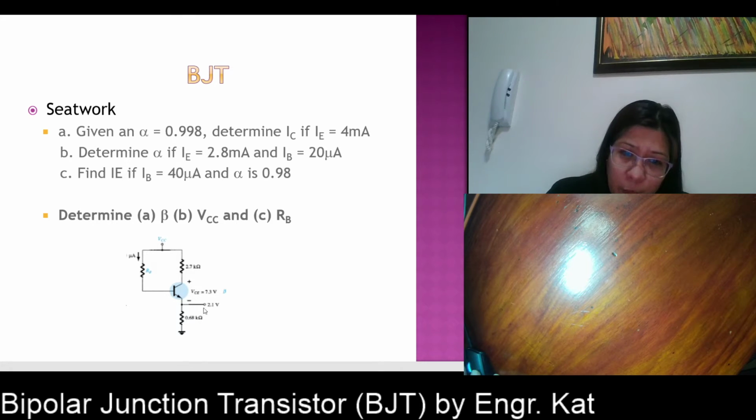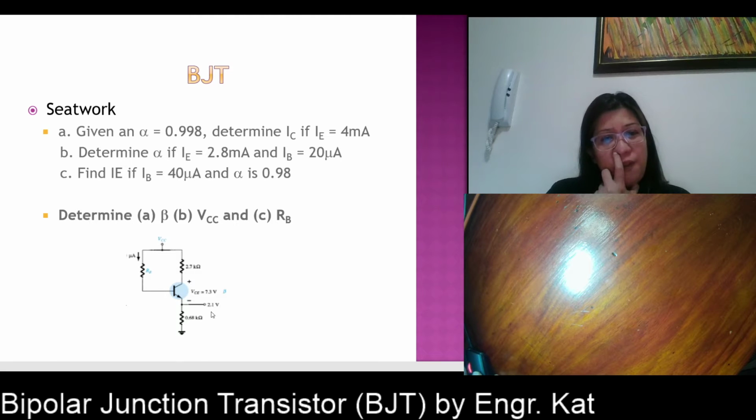So where is the other point here? Usually it is the ground. So if it is seen like this, this is just your VE, the voltage across the emitter and the ground. What is given here is your VE and your VCE. You have your RC here, and you have your RE here.